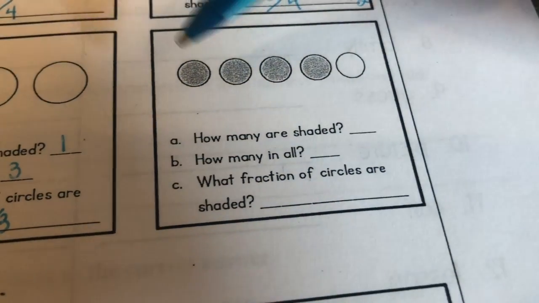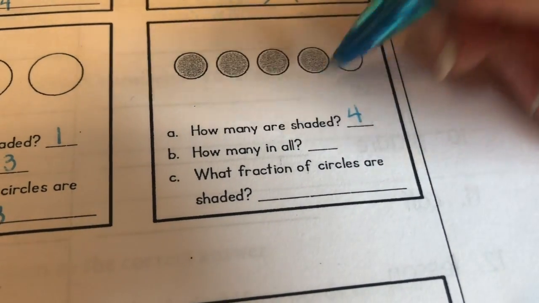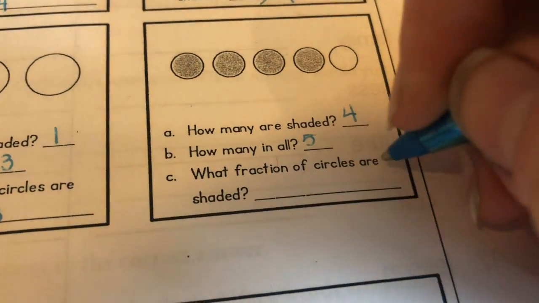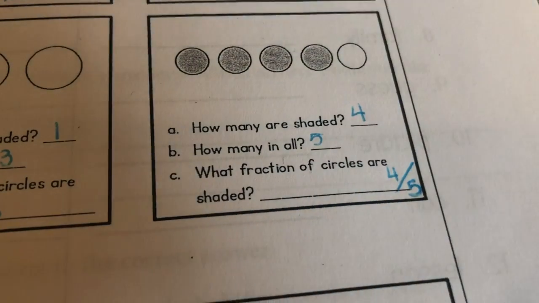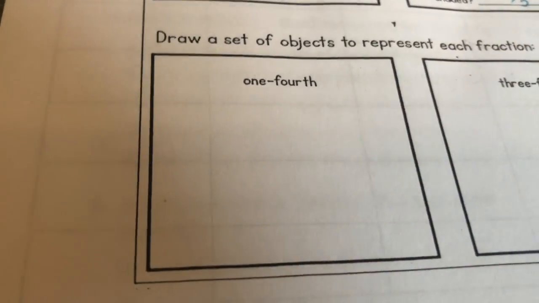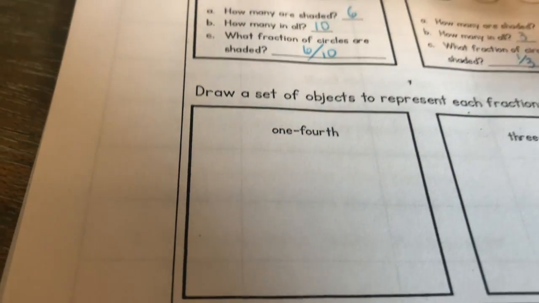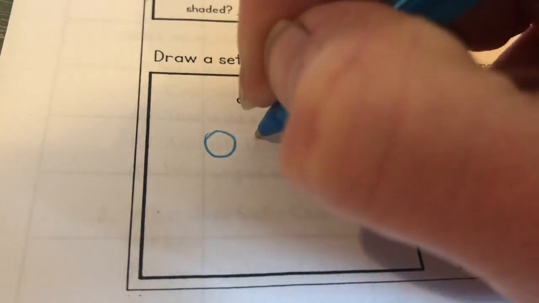How many are shaded? So we have 4 shaded, and we have 5 altogether. It's 4/5. That is my fraction of what's shaded. Now it's asking you to draw a set of objects and to represent them. We're just going to do it the same way. So we're going to draw the circles and we're going to shade them in. So 1/4. I'm going to do 4 circles.